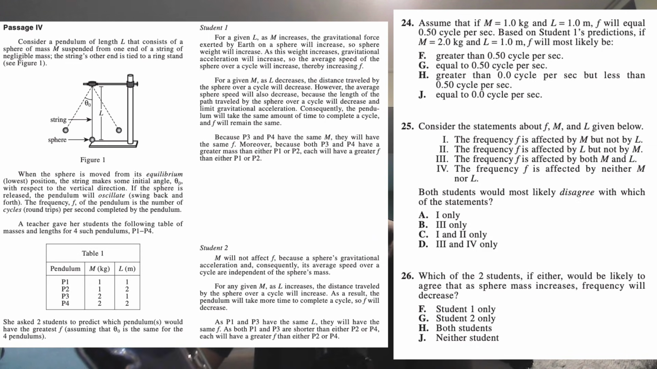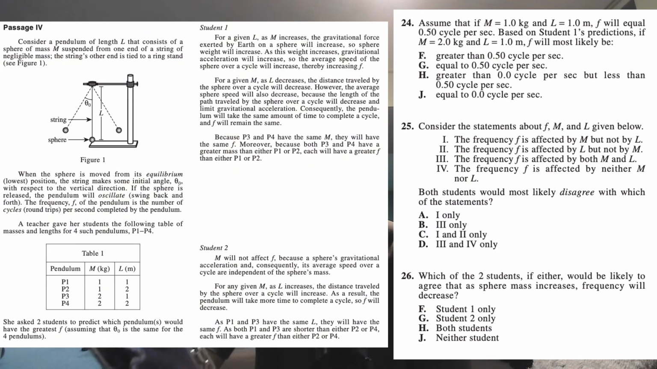Now a neat trick you can use here is that instead of checking 2 or 3, you can just go ahead and check 4. Because if 4 is true, that means the answer has to be D, but if 4 is false, that means B has to be the answer. So we can solve this problem by checking just 2 of the 4 statements instead of all 4 of them. Let's check statement 4. The frequency F is affected by neither M nor L. Immediately, student 1 would disagree with this, right? We know for a fact that student 1 said the frequency is going to be affected by M.